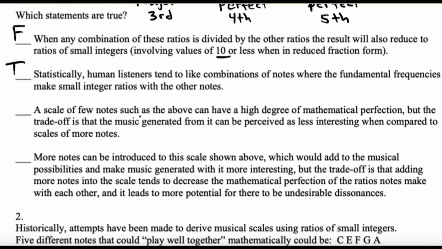A scale of few notes, such as the ones above, could have a high degree of mathematical perfection, but the trade-off is music generated from them is considered less interesting than if you use, for example, all 12 notes, like many classical pieces do. They change keys all the time because people used to think that was really interesting musically. This one's actually supposed to be true.